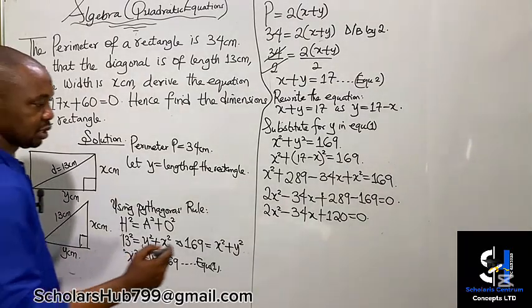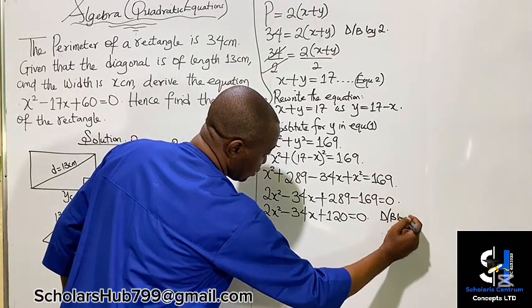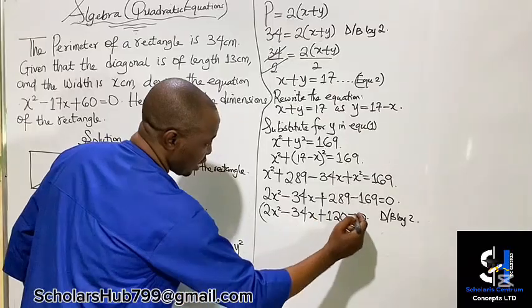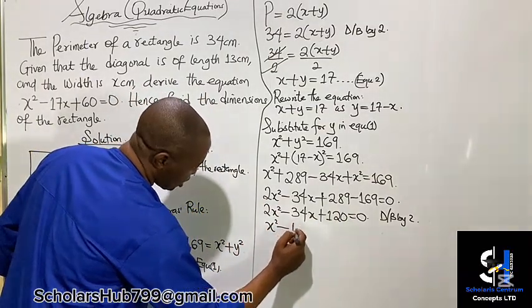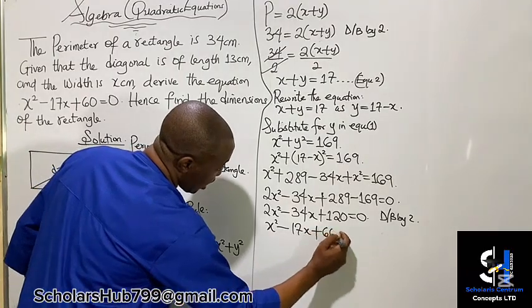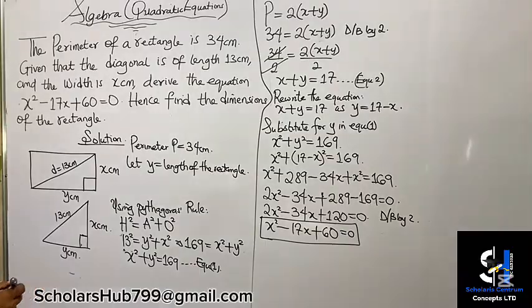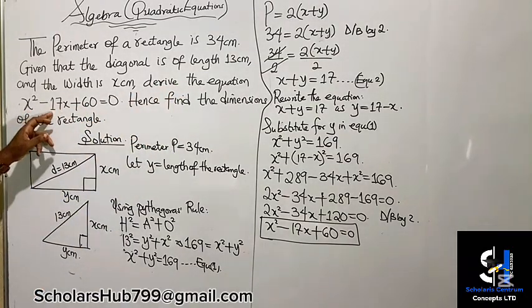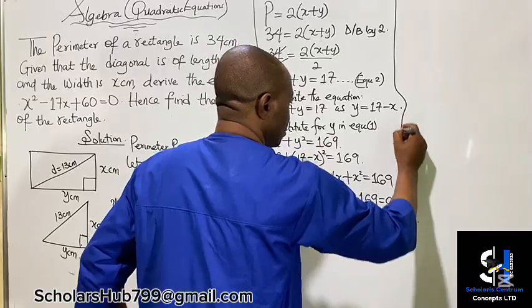So we can also divide both sides by 2. When we divide this by 2, it reduces to x squared minus 17x plus 60 equals 0. And this is the equation required. That is, we derive the equation x squared minus 17x plus 60 equals 0, and that is the equation required.